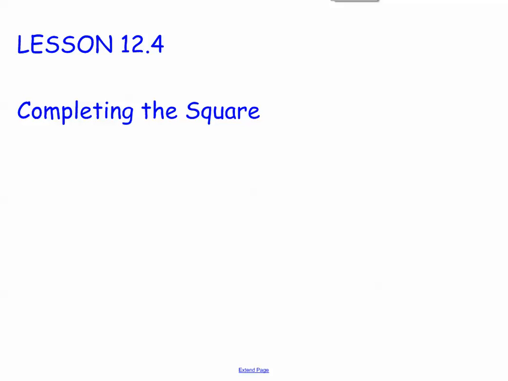Completing the square. We're about halfway through chapter 12 here, which deals with radicals and its connections to geometry. This is going to be yet another method for you guys to solve quadratic equations. We know that we can use the quadratic formula. We know that we can graph and look for x-intercepts. We also learned how to factor to solve quadratic equations. And here's going to be a fourth method for us.